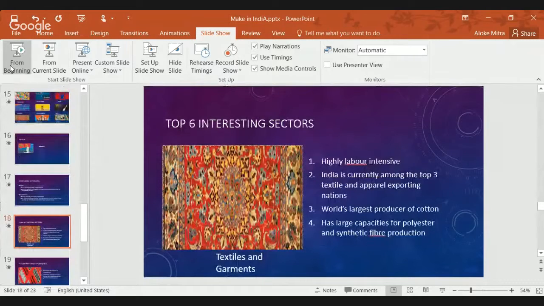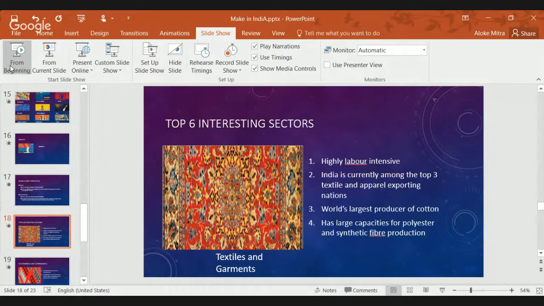We have identified some 6 interesting sectors for the future of Make in India. The first sector is textiles and garments. Now, this sector is highly labor intensive, and India today is one of the top 3 textile and apparel exporting nations of the world. It has become so in the last 3 years. Also, it is the world's largest producer of cotton and has large capacities for polyester and synthetic fiber production.